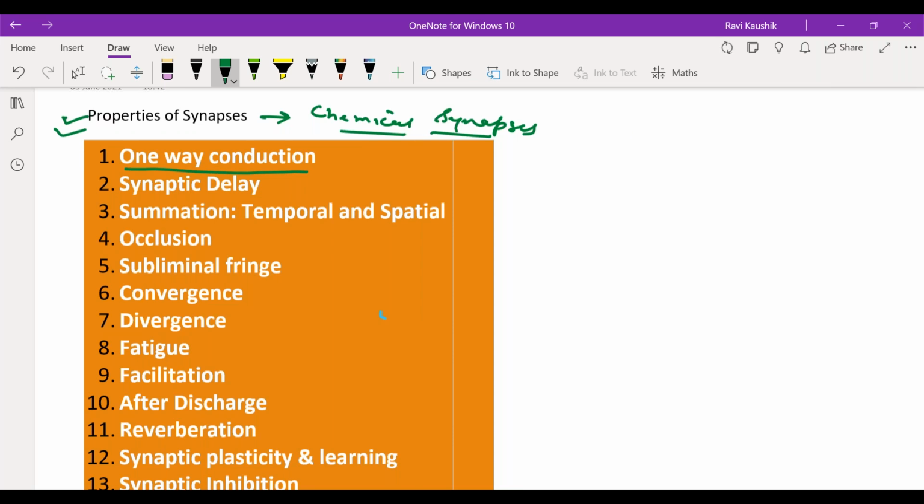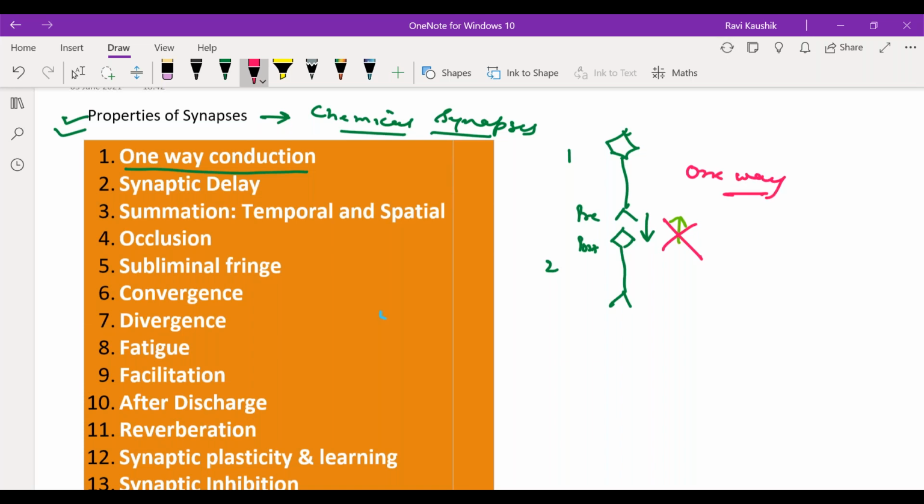By one-way conduction, I just mean to say, if this is a neuron and this is another neuron, this is the first-degree neuron, this is the second-degree neuron, and it is presynaptic, so this would be postsynaptic, right? If this is the synapse here, the transmission will always be from 1 to 2 only. Transmission will not be vice versa, so it is only one-way conduction. Simple to understand, right? This is the feature of chemical synapse only.